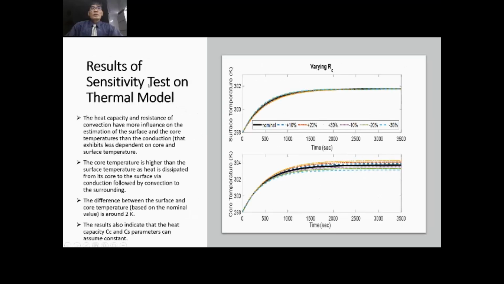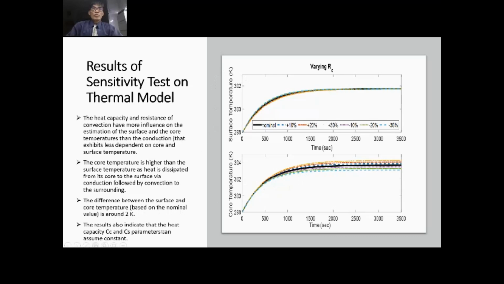As for the result of the sensitivity test on the thermal model, you will find that the heat capacity and the resistance of convection have more influence on the estimation of the surface and core temperatures. It exhibits less dependence on the core and surface temperatures. The core temperature is higher than the surface temperature as heat dissipates from the core to the surface, as you can see in the earlier diagram. The difference between the surface and core temperature based on nominal is around 2 kelvins.